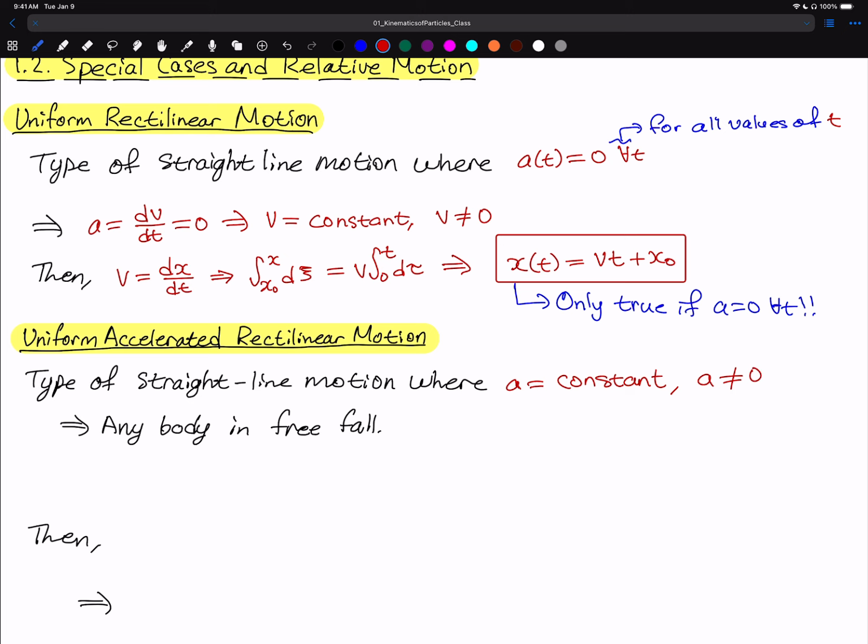And a case of this is any body in free fall on any planet or planetoid. Any body in free fall experiences and undergoes uniform accelerated rectilinear motion, provided that it's in a uniform gravitational field. If that gravitational field is changing, if you're accounting for distance from the gravitational center, for example, then it's a little bit different type of motion. If we assume uniform gravitational acceleration, then we have uniform accelerated rectilinear motion for a body in free fall. This is not projectile motion, this is just a body in pure free fall.